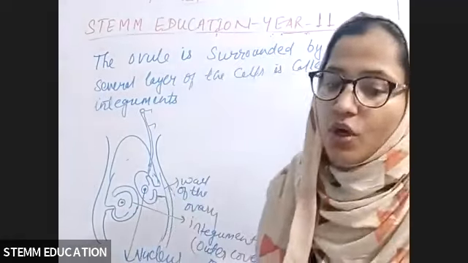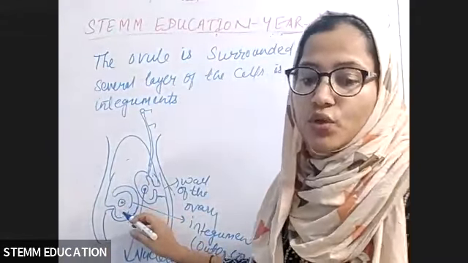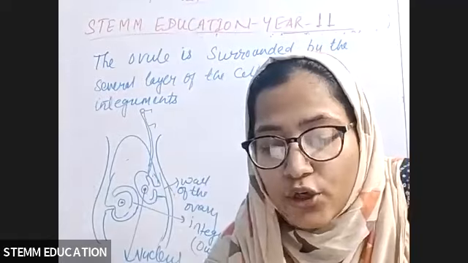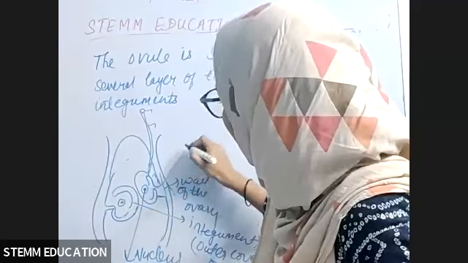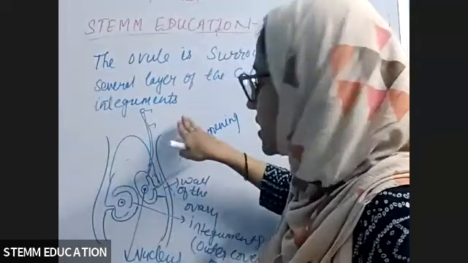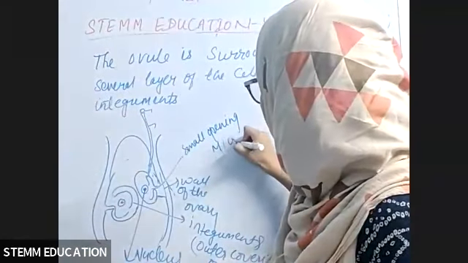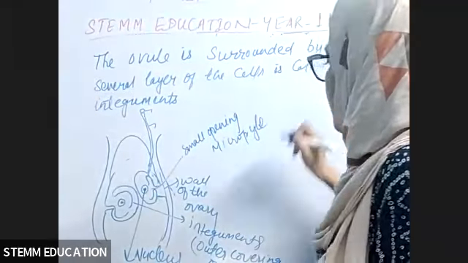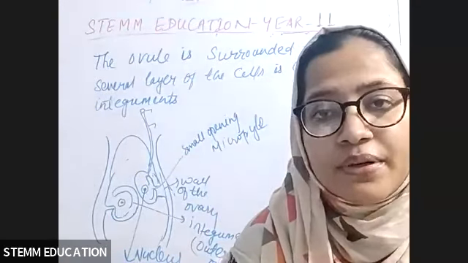See, you can see the small hole in the integument, which is known as the micropyle. The small hole, the small opening present on the integument, is known as what? Micropyle. You can call it micropyle or micropyle, whatever way you can pronounce it.